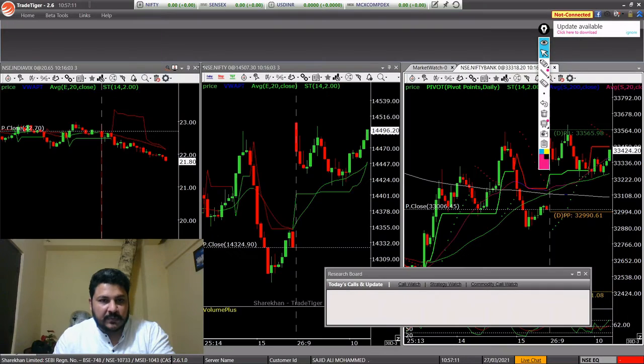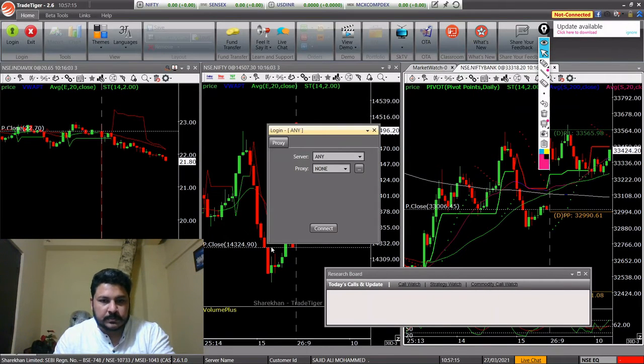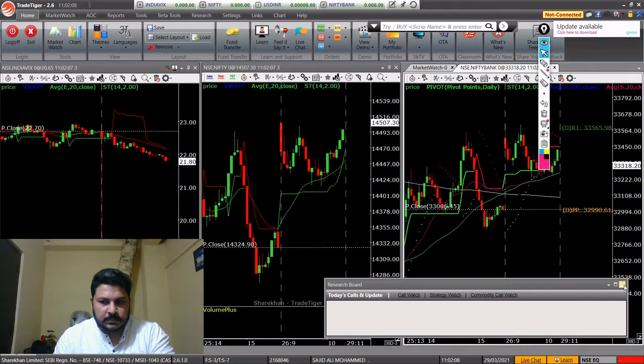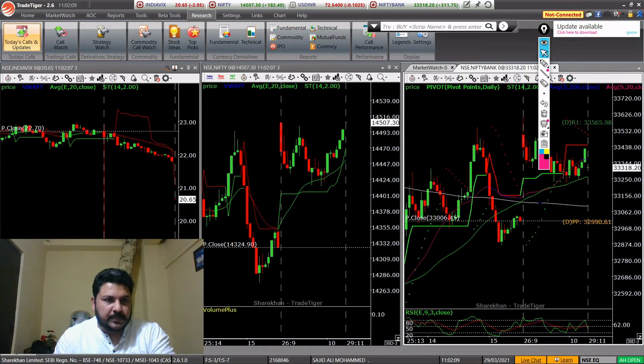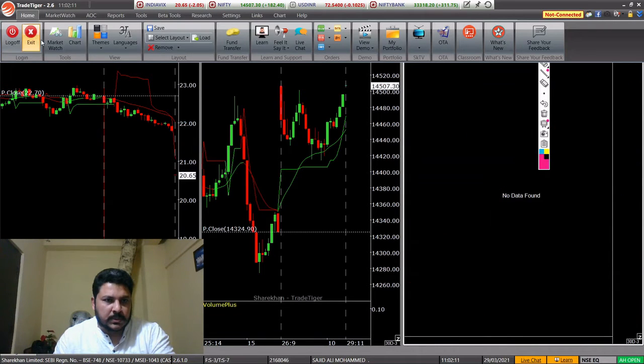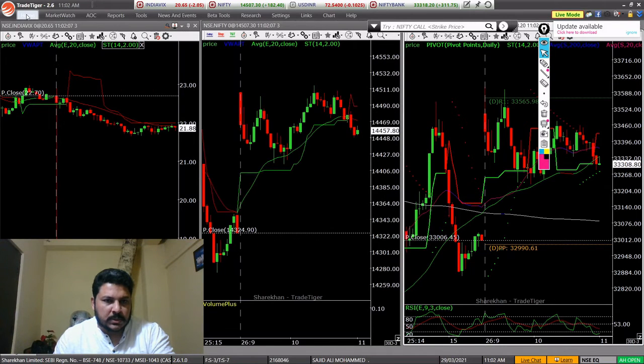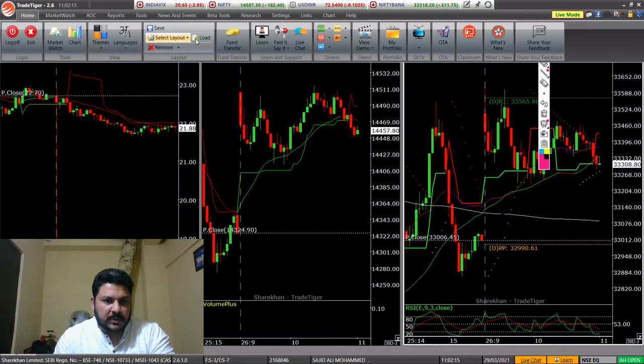So let's see if we can find any more stocks which are giving us an entry. I will go to my stock layout where I have all the Nifty 50 stocks.